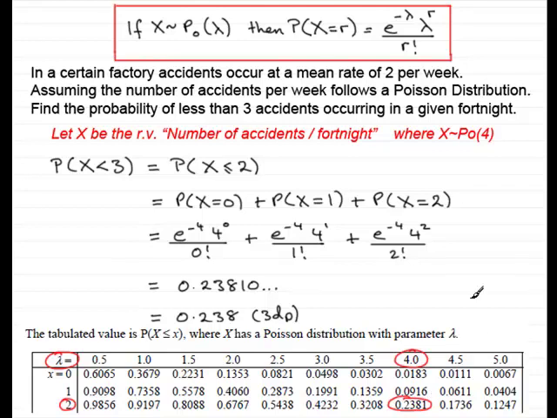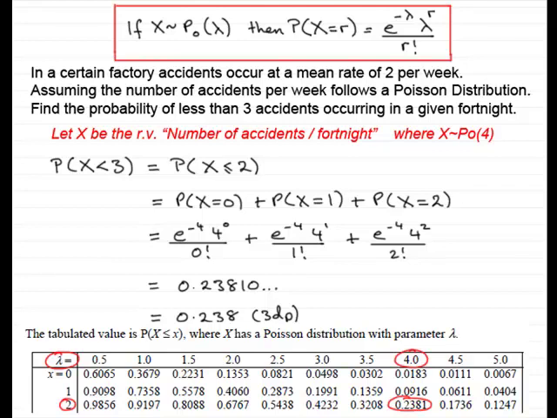So we could have literally said from here that the answer was 0.2381, as you see down here, from tables. So tables, very useful. Just be aware of that when you're doing problems.